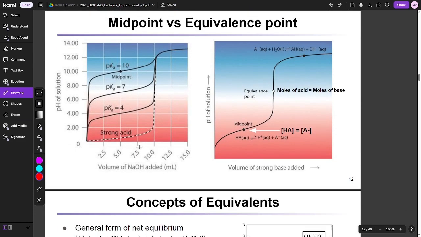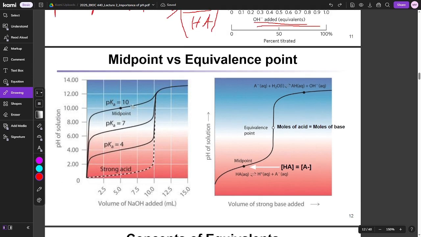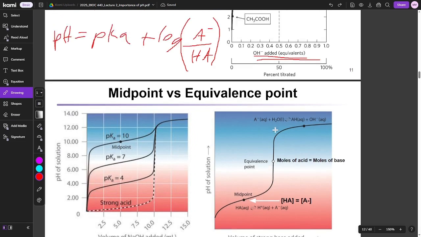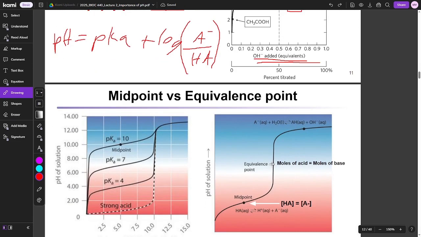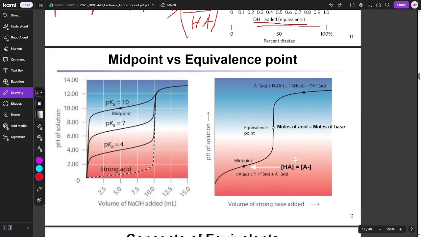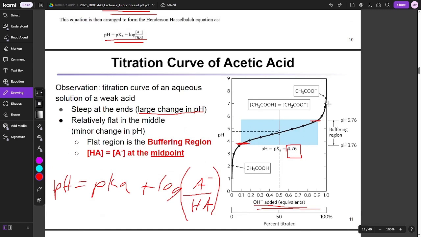So, midpoint versus the equivalence point, right? This is where we're talking about the pKa. The pKa is the midpoint. Plain and simple, for any given acid, the pKa is the midpoint. The equivalence point is the amount of base or acid that you need to add to basically break the buffer at the other end.